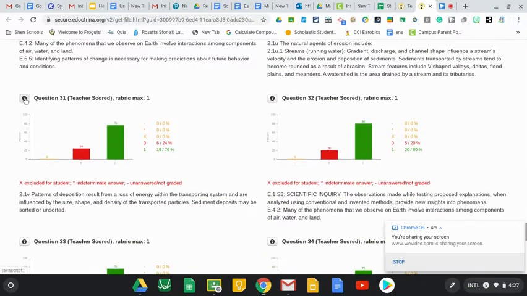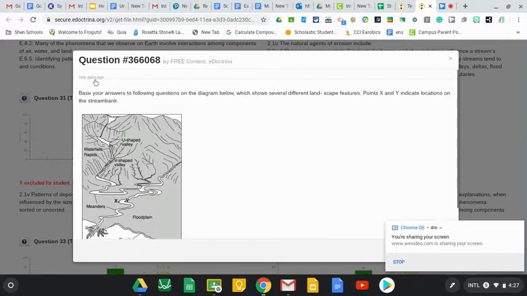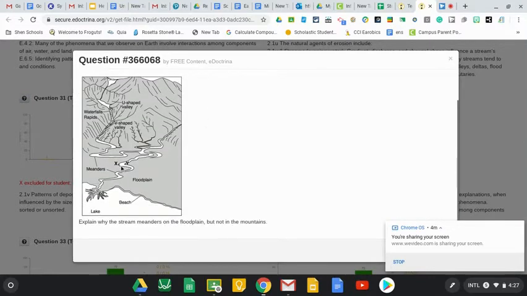Question 31. Why do we have meanders on the floodplain rather than up in the mountain? It all has to do with slope. The upper mountains have a steep slope, floodplain, gentle slope, time for rivers to erode.